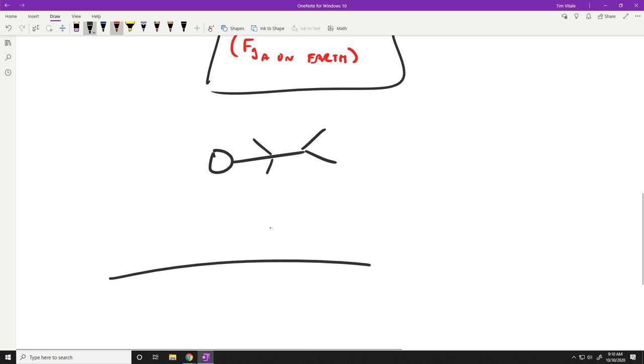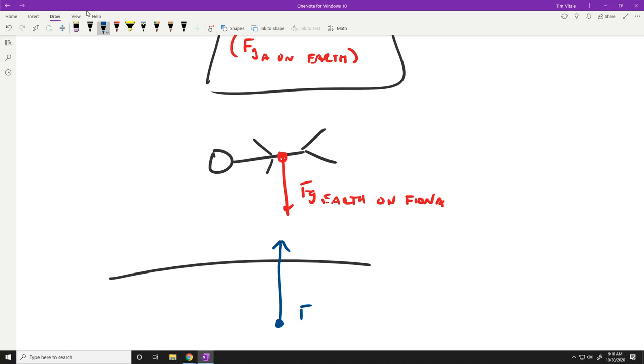Fiona's falling from the sky, and she's falling and accelerating because there's a force of gravity on her. The reaction force to the force of gravity of Earth on Fiona is the force of gravity of Fiona on the Earth, which means that Fiona is pulling up on the Earth with just as much force as the Earth is pulling down on Fiona. And that is absolutely true. There's no trick there. She is pulling on the Earth as much as the Earth is pulling on her.